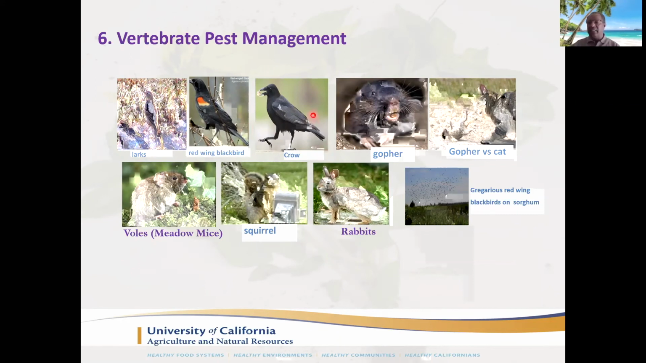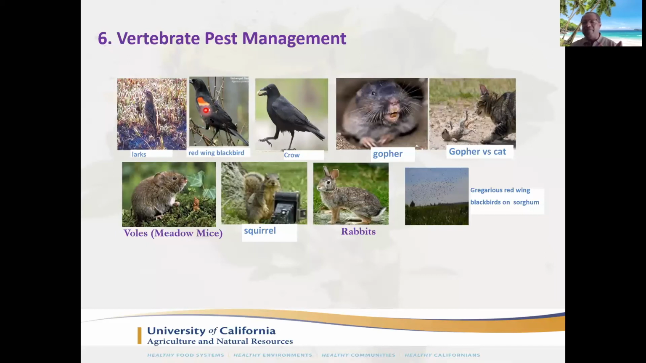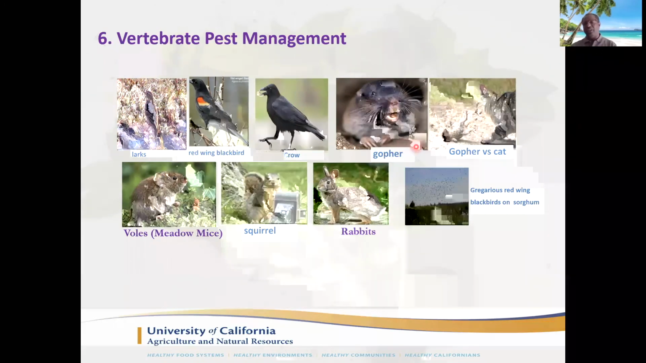So birds, you have seen them, okay? The red-winged blackbirds, those are actually the ones that did not let my sorghum survive at the research station. The crows are very strong, particularly at picking up fruits and so on. Gophers, you have seen them. Those are really, really very bad. They dig areas, and they come in the night, in the day, and so on. And then, of course, the cats attacking gophers, the voles, or meadow mice, squirrels, rabbits, and so on.